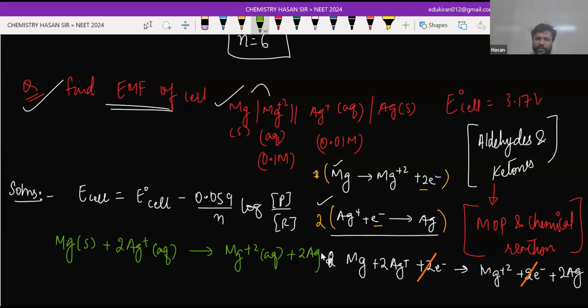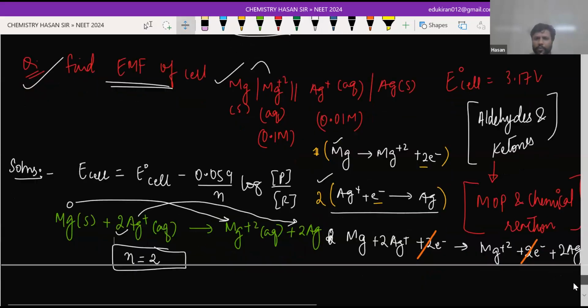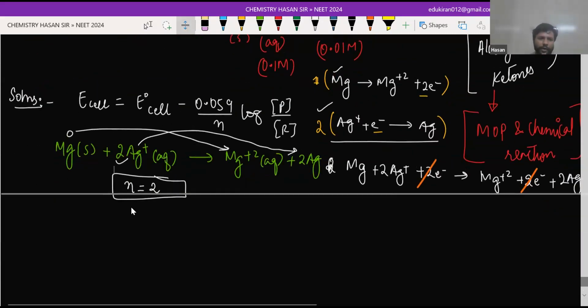So the reaction is balanced. First of all, you are going to calculate the number of electrons. You can see Mg is in elemental form, 0 oxidation state, going to plus 2. So n will be equal to 2. Or you can calculate from Ag+ going from plus 1 to 0, that means 1 electron is transferred for 1 atom, so for 2 atoms it will be 2. So n is equal to 2. Now you put the value in the formula and you will get your answer.